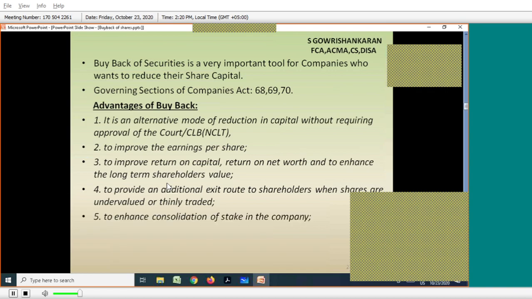Next point, to enhance consolidation of stake in the company. Yes, of course. Then, to prevent unwelcome takeover bids. Unwelcome takeover bid means what? Hostile takeover. What is a hostile takeover? Say for example, I am running a very good company.